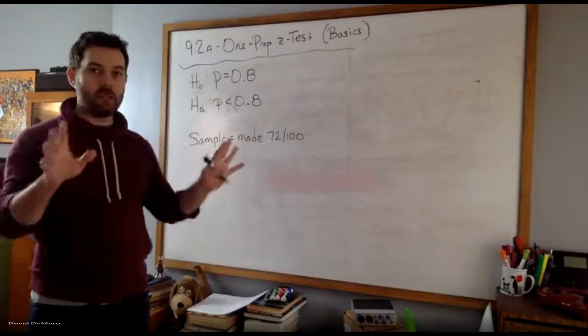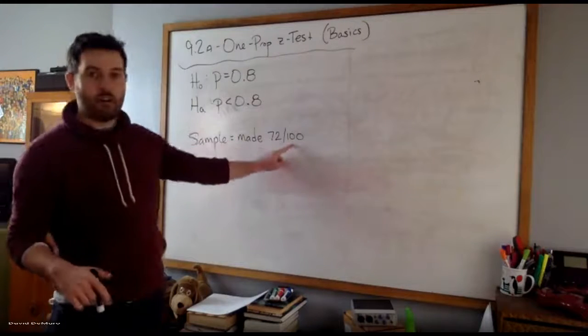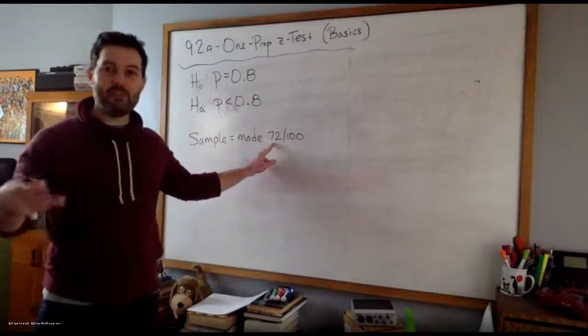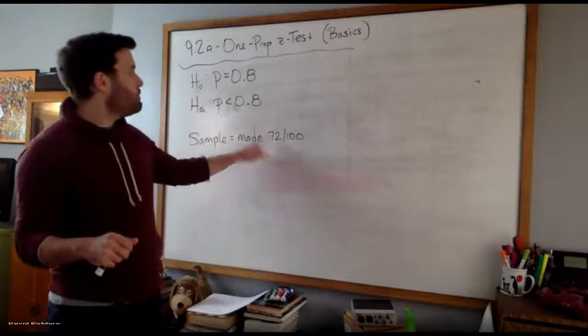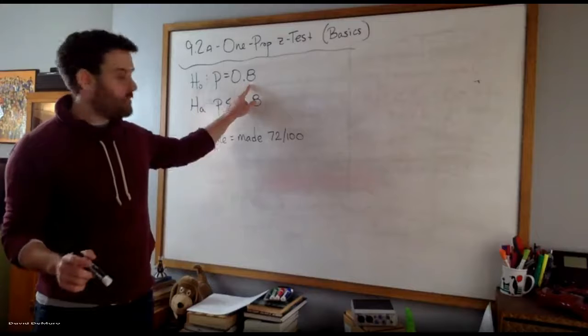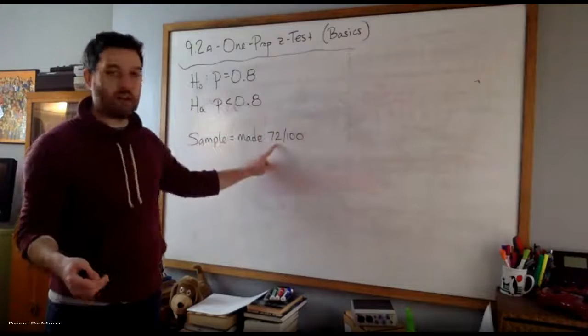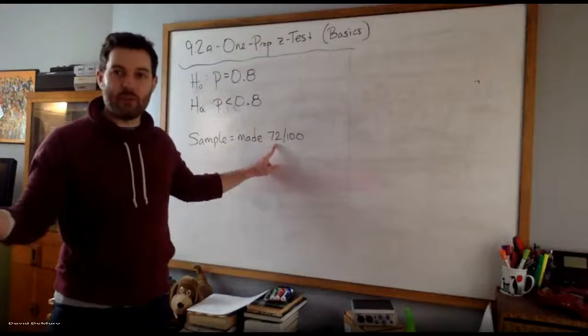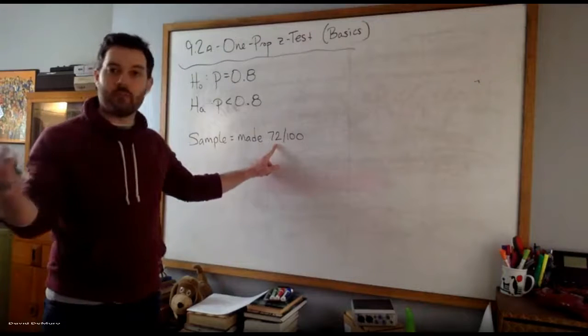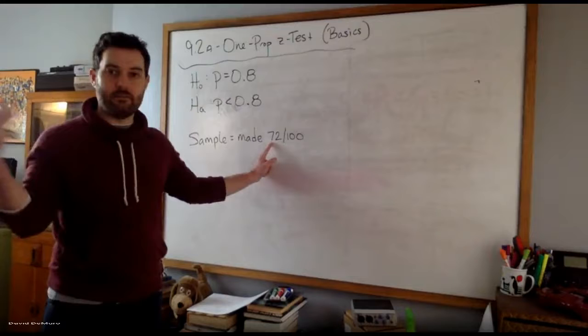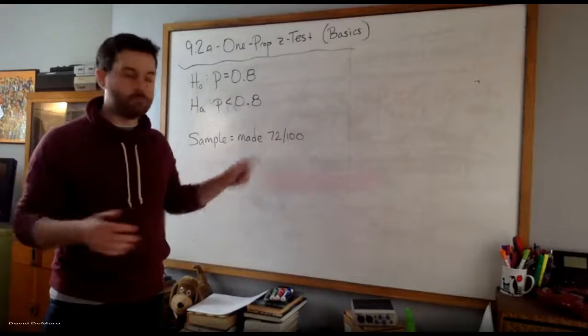So let's say that you had them go down to the gym, they shot 100 free throws, and they made 72 of them. So they did make less than 80%, but we need to know what's the chance that an 80% shooter would have gotten 72 or less. Maybe that's just random chance, random variability is the reason they made less than 80%.